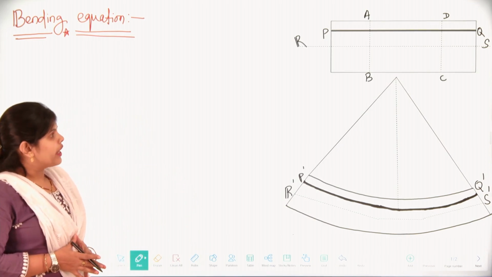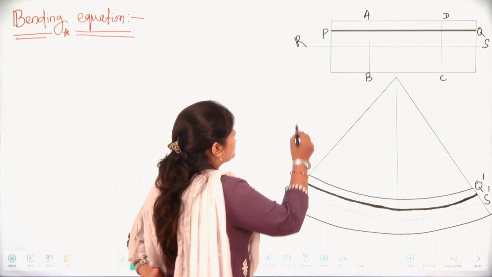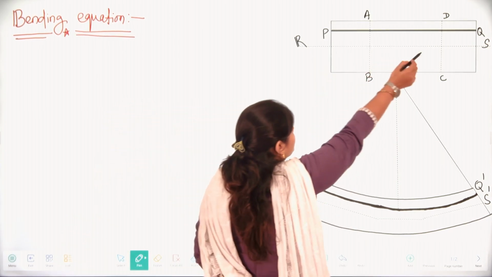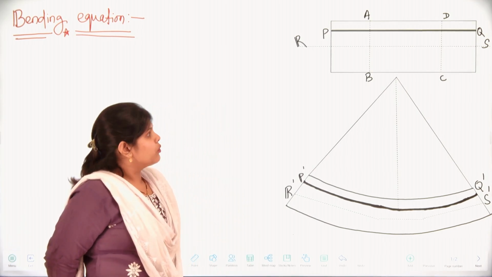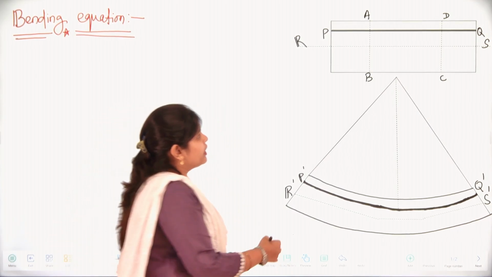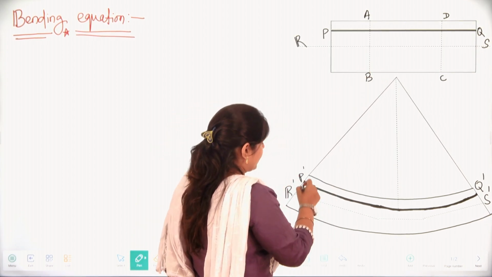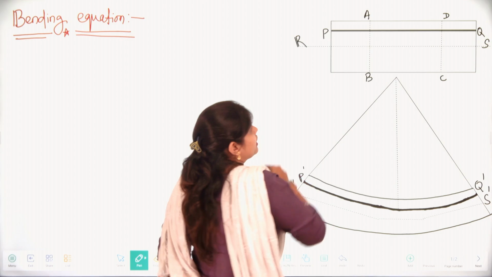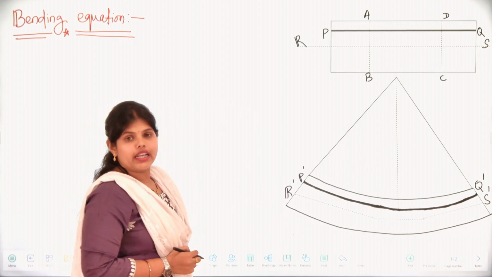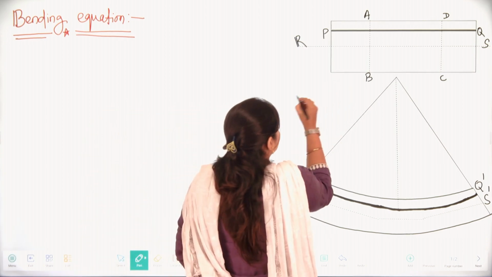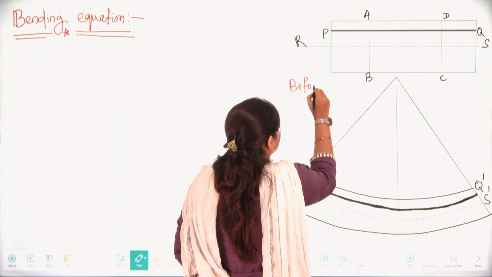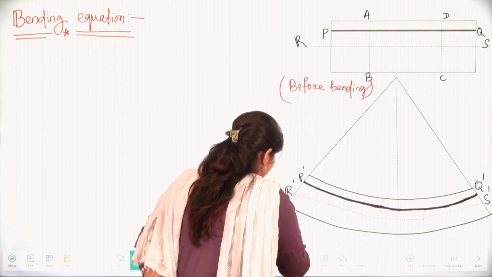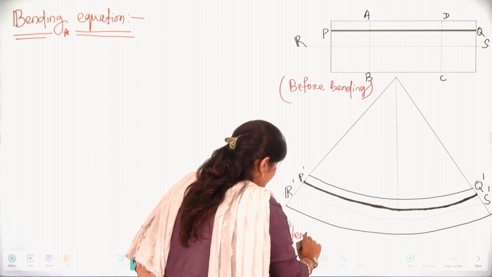Here we have two diagrams. You can see we have taken one cross section, and in this section you have the beam PQ. When we apply some load, there will be bending in this beam, so after bending the section will look like this. Here you have the beam length PQ, and let's take the total length as L. This diagram is before bending, and here you have the diagram after bending.